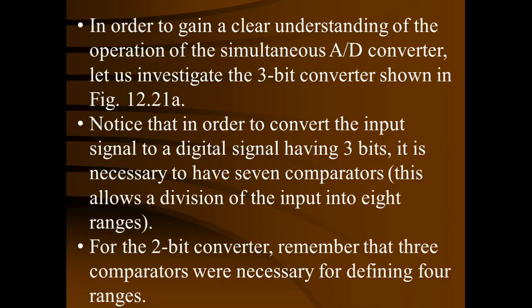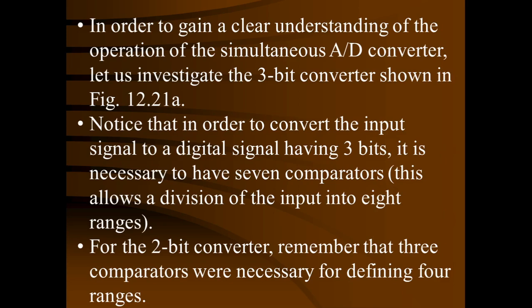In order to gain a clear understanding of the operation of the simultaneous A to D converter, let us investigate the 3-bit converter shown in figure 12.21a. So now we are interested to convert the analog input voltage, maybe in the range from 0 to plus V volt, into more number of ranges. And corresponding to that, if the number of ranges is going to be different, the number of output combinations of the digital signal is going to be different. That means it is having a good resolution compared to 4 ranges.